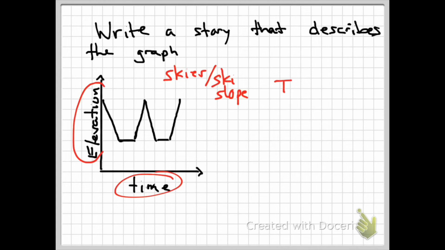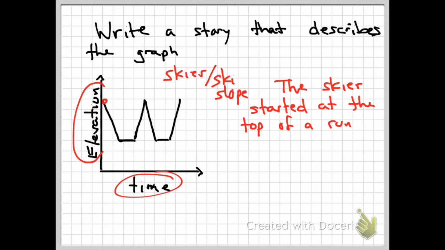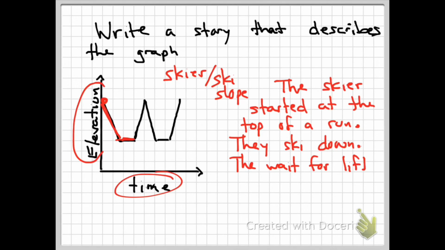So we can say the skier started at the top of a ski run. All right, so that indicates this point. And then he or she travels downward. They ski down. Right, that was that part. And then right here, they're waiting for the ski lift. All right, then obviously they're going back upward.